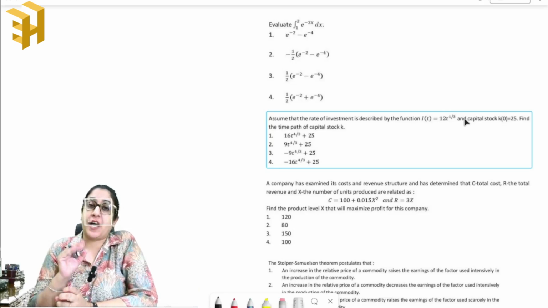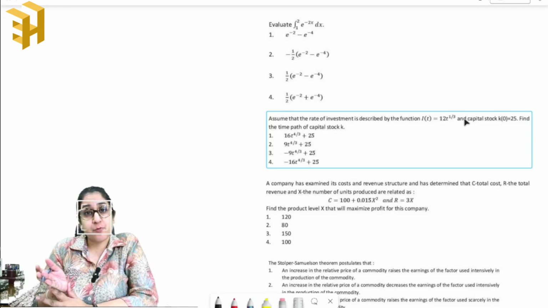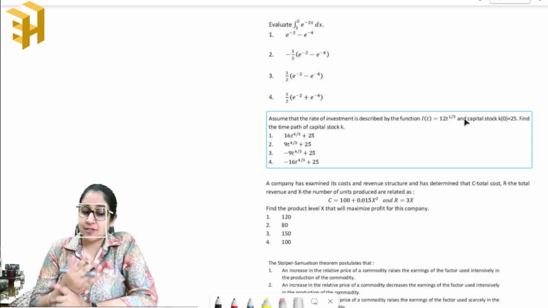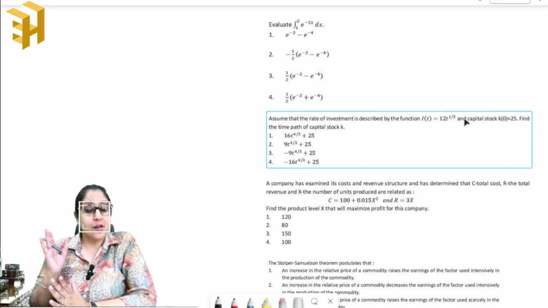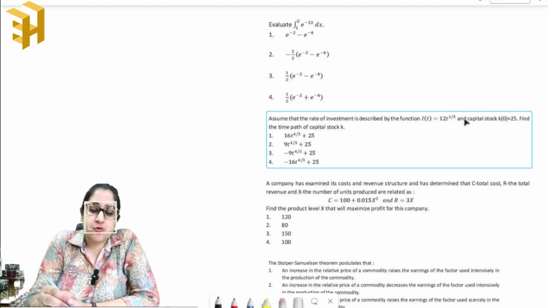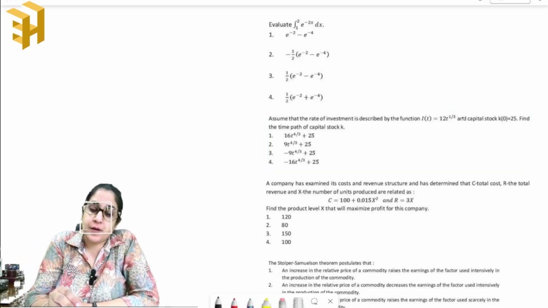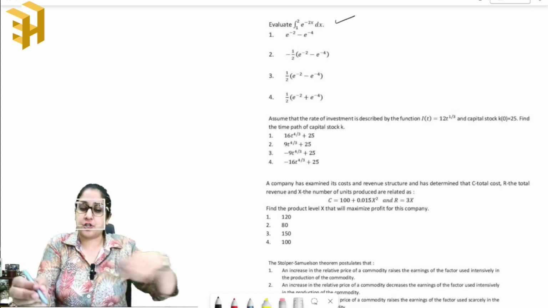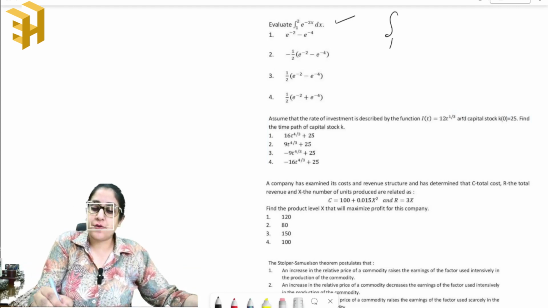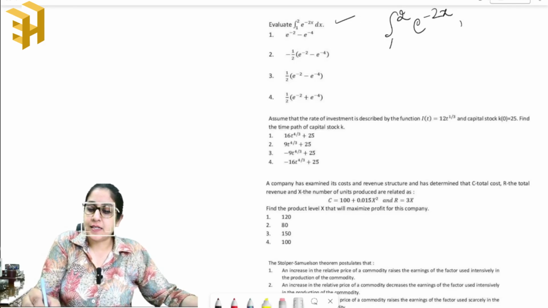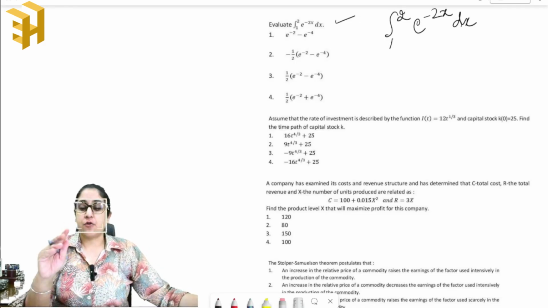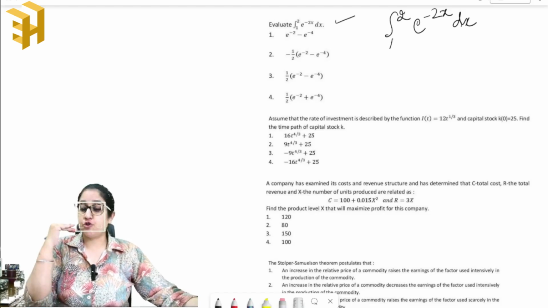Now we are back with another set of questions which are important from the mathematical economics point of view, international trade and integration, as well as the investment rate and so on, right? So let's begin. The first question is that we have to evaluate this integration function which is given as from the range of 1 to 2, e raised to power minus 2x dx. Okay, so now we are given the ranges 1 to 2.